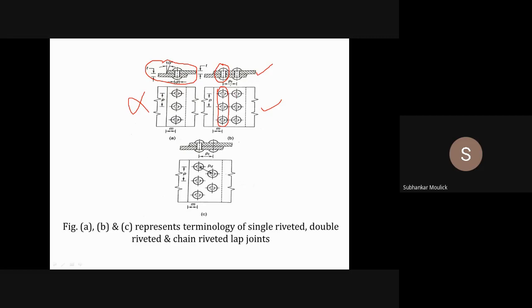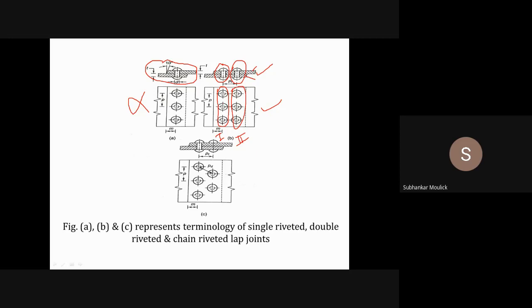If you want to make the joint stronger, what will you do? You will insert one more rivet so that plate A and plate B are tightly joined. So if this is the second rivet, when you look from the front side, and if you look at the same thing from the top side, you can see one more row of rivet. This is the first row of rivet and this is the second row of rivet.